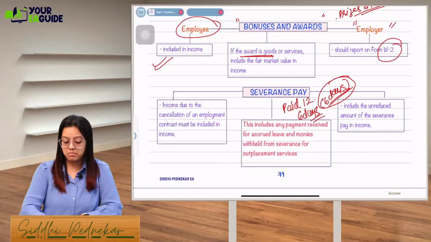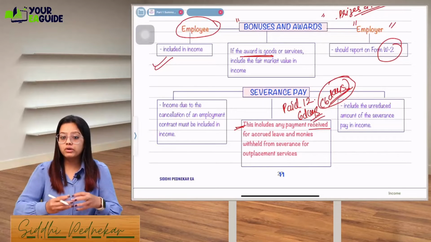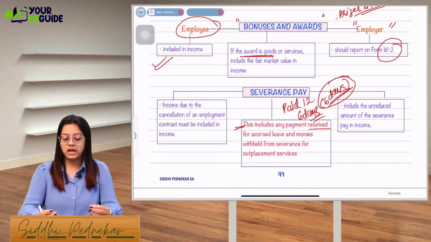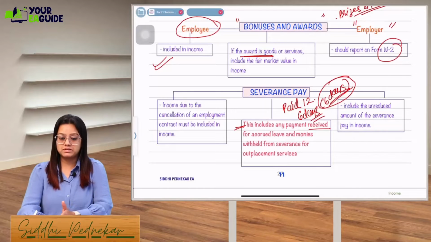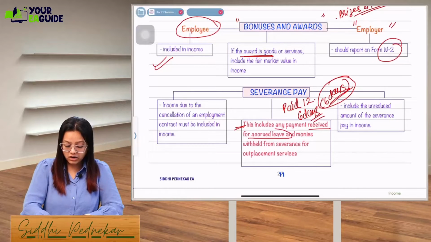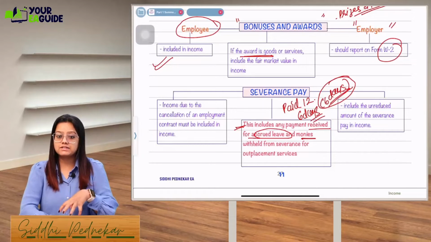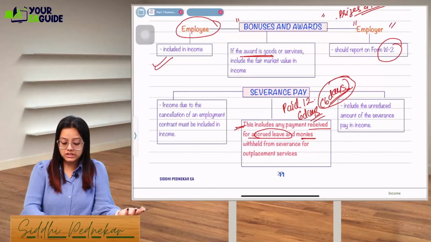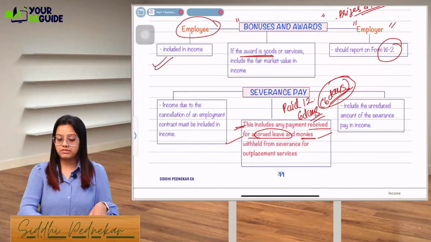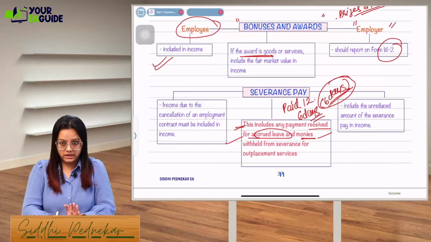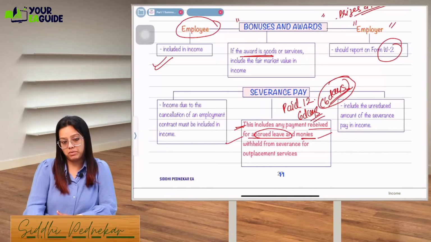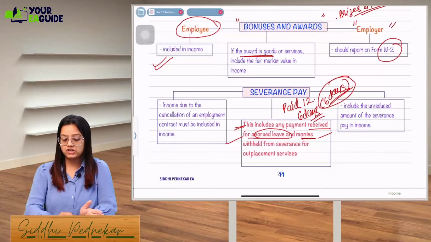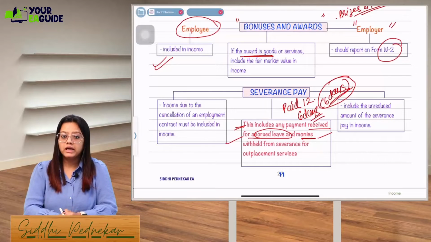So this includes any payment which is received for accrued leaves and monies withheld from the severance for outplacement services. Okay, any accrued leave, or any money withheld from the severance for outplacement services, these two kinds of payments are called severance pay. Same line, I'll repeat again, any benefit which is given by the employer to the employee in the form of cash or in the form of kind will be included in the income.